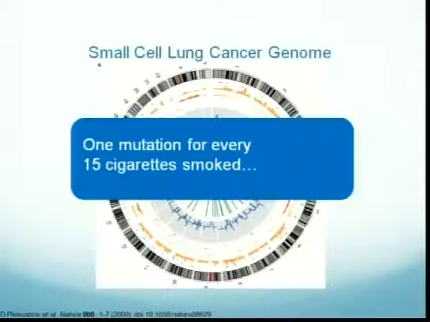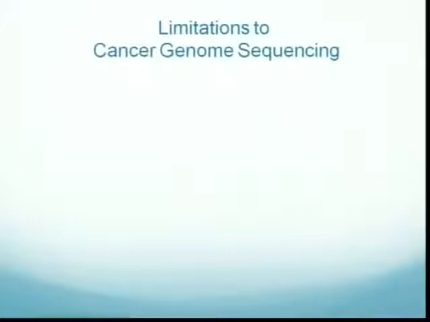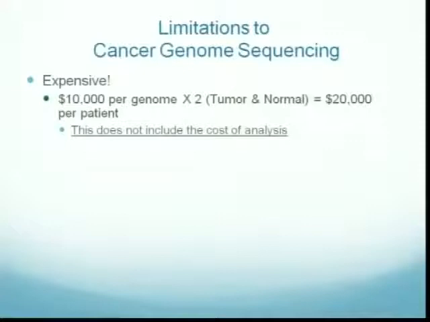All right. But I think there are some limitations to doing whole genome sequencing. First of all, it's expensive. The cost here is about $10,000 per genome. This is the rough cost I just got from Howard Edinburgh a few weeks ago. It's pretty accurate. And if you imagine, you've got the tumor and the normal, so that's about $20,000 per patient. And that does not include the cost of analysis. So you can imagine that the cost now becomes exponentially higher to do whole genome sequencing.